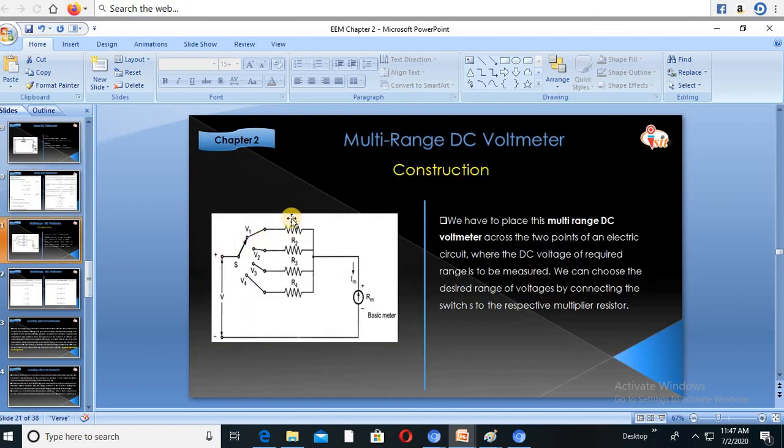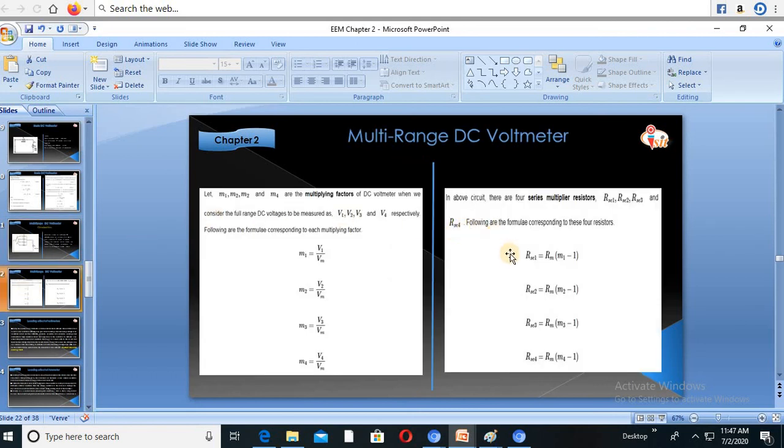These are the 4 series resistances R1, R2, R3 and R4. For that we have to choose either RSE1, RSE2, RSE3, RSE4. The meaning of R1, R2, R3 and R4 is the same as RSE1, RSE2, RSE3 and RSE4. RSE1 is nothing but R1, RSE2 is nothing but R2, RSE3 is nothing but R3, RSE4 is nothing but R4. Please note this down.